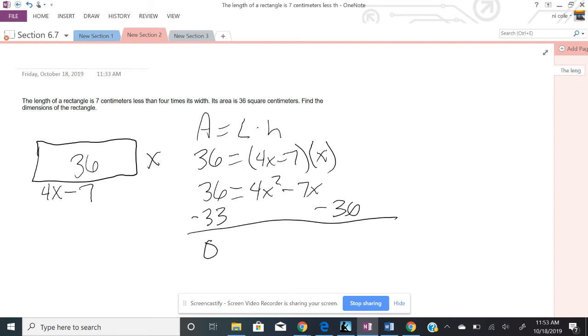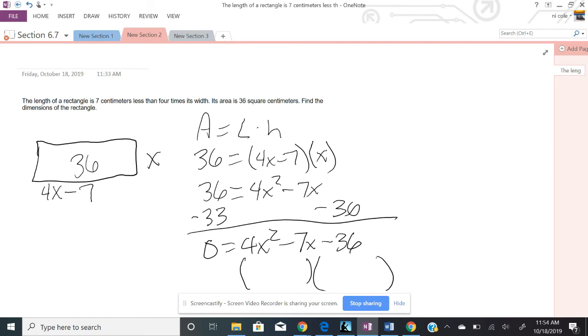So therefore, I get 0 is equal to 4x squared minus 7x minus 36. Is it equal to 0? Yes, so we've got that accomplished. Is it in descending order? Yes. Is there a greatest common factor? No, so I can go ahead and pod.